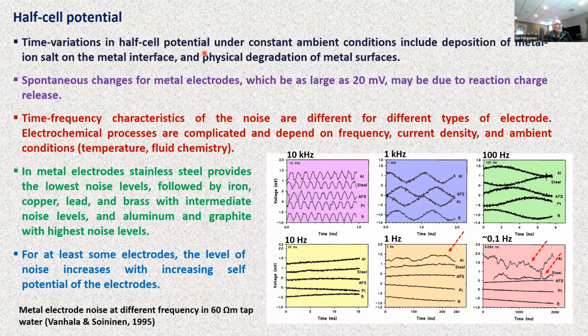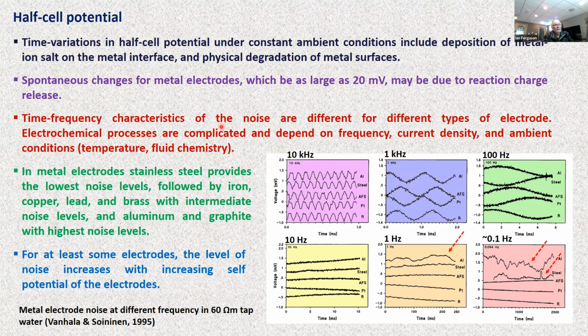So variations in half cell potential will depend on the ambient conditions, moisture content, temperature, and so on. And there'll also be some variations that are independent of the ambient conditions, including the deposition of metal iron salt on the metal interface and physical degradation of metal surfaces in the electrodes. For metal type electrodes, such as the rods or plates I mentioned earlier, there may be spontaneous changes in the potential, and these might be as large as 20 millivolts, and this is due to reaction charge release.